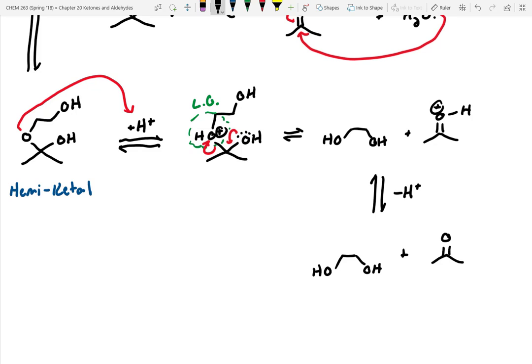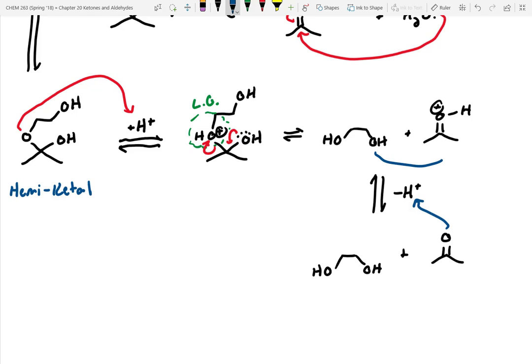So we're all set up because we already drew all our intermediates. I'm going to use a different color pen, my blue pen. We're going to start at the bottom and then go backwards all the way back to the beginning. Like I said, with equilibrium reactions, if you can do it backwards, you should be able to do it forward. So in the reverse reaction, we know the first step is to protonate our ketone, right?